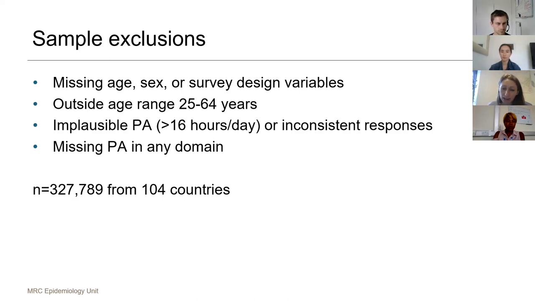But it was also quite helpful because when we were looking at the contribution of work and household activity, it's nice to get a working age population as a comparator across all countries and not have to worry too much about the much older or much younger age groups. So it actually served another purpose as well. And that left us with a data set of over 327,000 individuals spread across 104 countries.